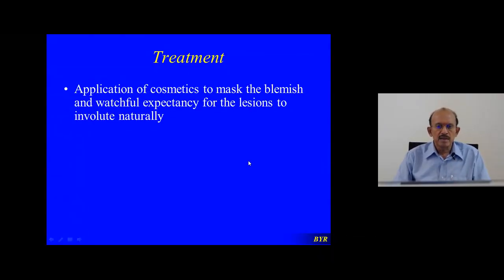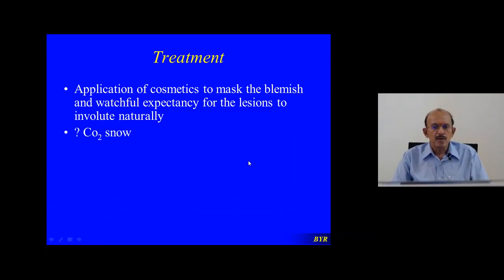Treatment: application of cosmetics to mask the blemish and watchful expectancy for the lesions to involute naturally. Because all these lesions gradually involute by the 7th or 8th year of age. So you can ask the parents to just use some cosmetics to mask the appearance of hemangioma, and they can wait till the lesion involutes. If the lesion doesn't involute or if it's large in size, then you can try to thrombose the capillary vessels by applying carbon dioxide snow.